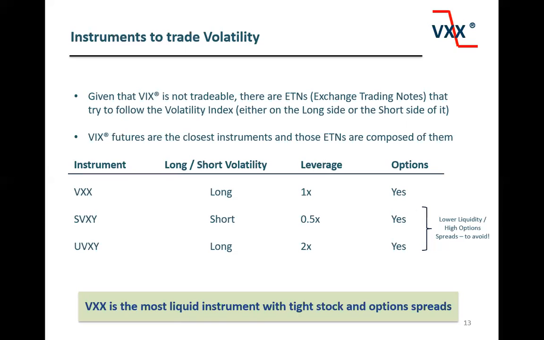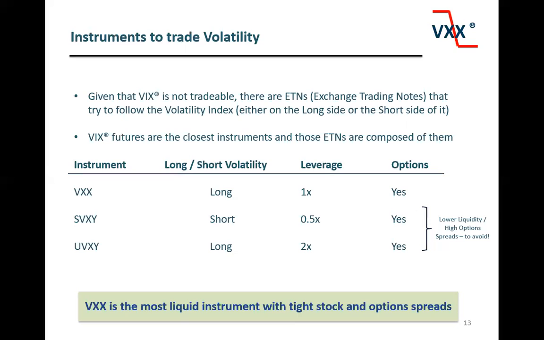Okay, so the other 2 are less liquid, like XVIX, which is a short volatility, which is an inverse relation with VIX. So when VIX goes up, short volatility XVIX will decrease. The leverage is 0.5 at this moment. Before the crisis in February, it was 1 times leverage.